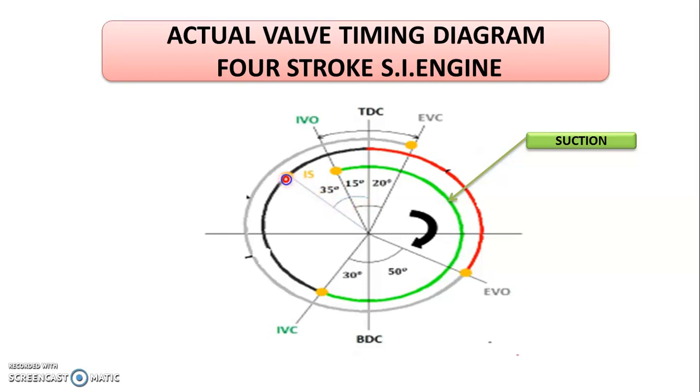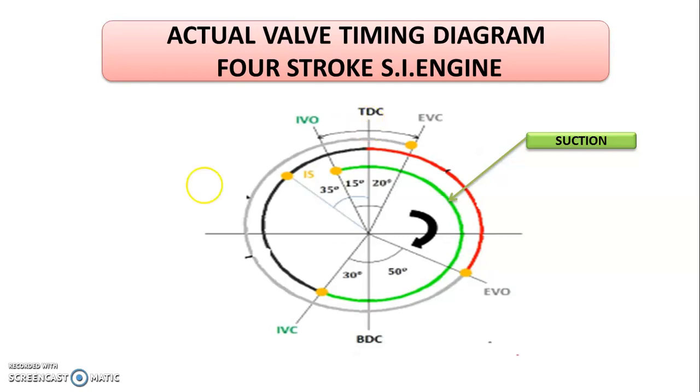So during compression, before the piston reaches TDC, the spark plug initiates the spark 35 degrees before TDC. This will give the best result with regard to power and economy, and avoid explosion and knocking, so that the ignition of the charge will take place properly.